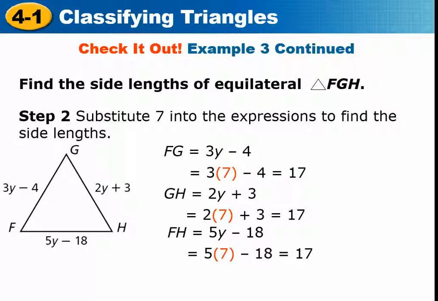Now, again, some of you may have said, do I really have to plug it back into each part? And the answer is no. This is an equilateral triangle. Every side's going to be the same. You could find the length of one of them, and once you found FG, you could just say GH equals 17, FH equals 17. They're all 17. You do have to write what they are. You can't just put one answer, but you can skip a step. You can do it in all three, though, if you want to make sure you didn't make a mistake.